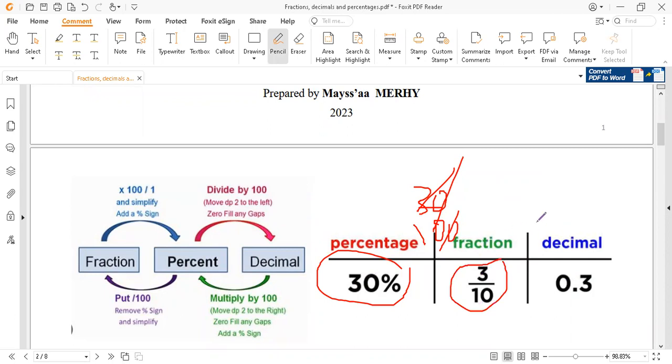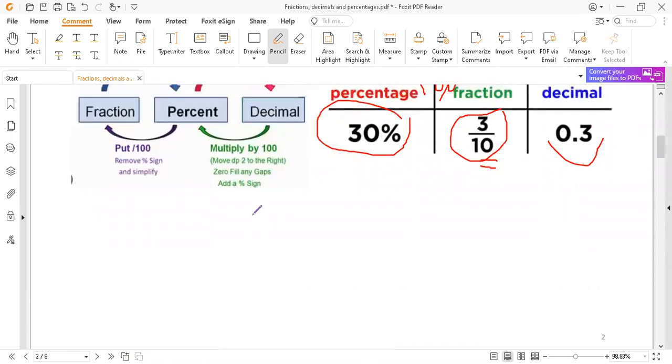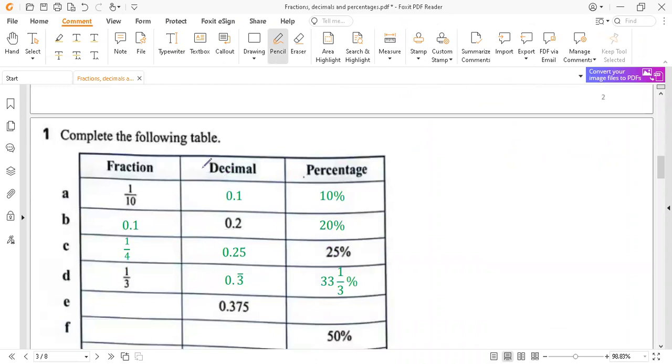And fraction to decimal is easy. 3 is 3.0, and we are dividing by a multiple of 10, so dividing by 10, we move the decimal point to the left 1 place, and we fill the gaps with 0 to obtain 0.3. So there is a direct relation between fraction, percent, and decimal.